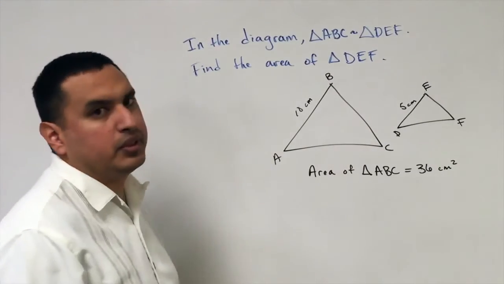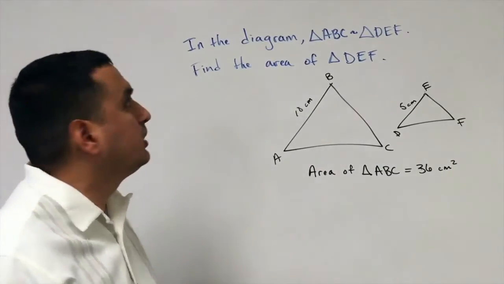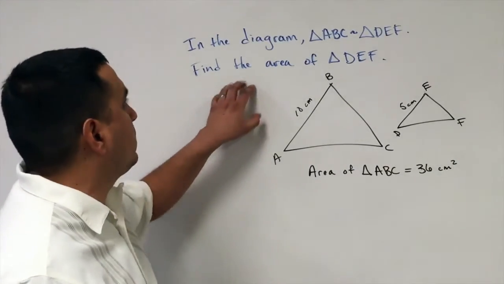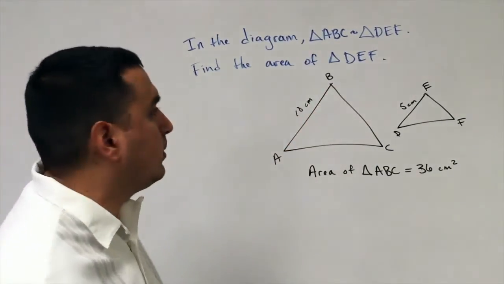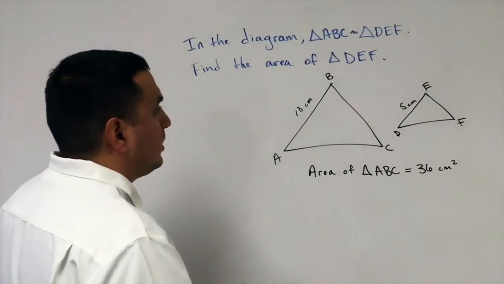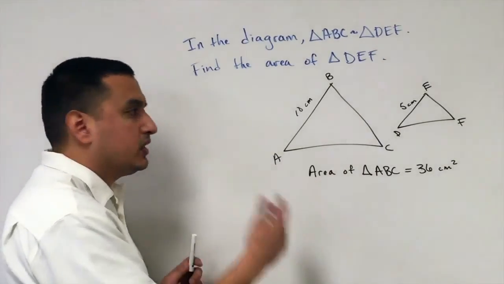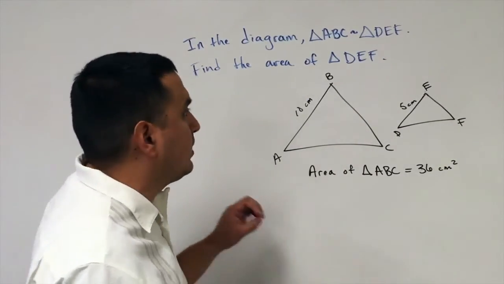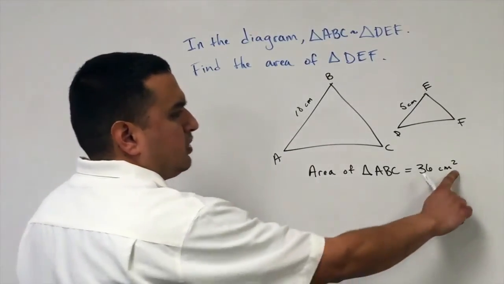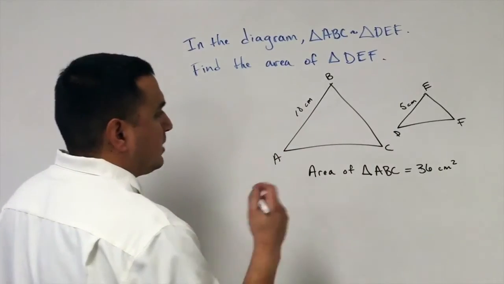Okay, for this problem, what we're doing now is we're going to look at area. What happens to the area of similar polygons? So we want to use this to find the area of triangle DEF. Now, it's slightly different from perimeter because it's not the same. The ratio of the areas is not equal to the ratio of the sides. What ends up happening on this is that since area is in square units, I'm going to have to take the ratio of the sides.